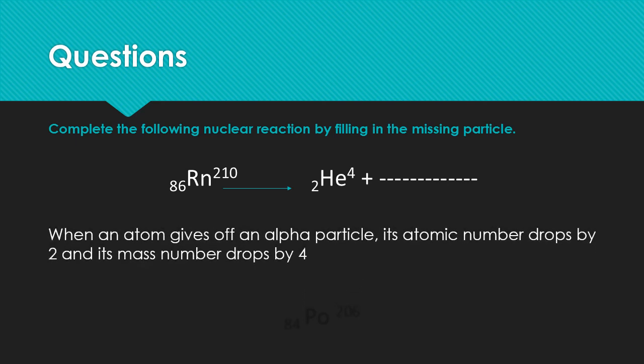When an atom gives off an alpha particle, its atomic number drops by 2 and its mass number drops by 4. So the new atom has atomic number 84 because the atomic number drops by 2, and mass number equals 206 because it will drop by 4. So the new atom is Po, 84, 206. If you don't know the symbol of the new atom, you can write X instead.